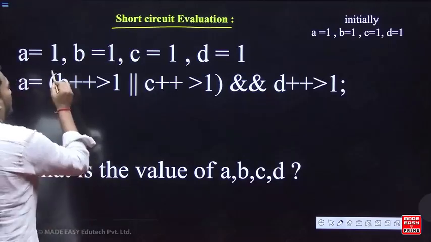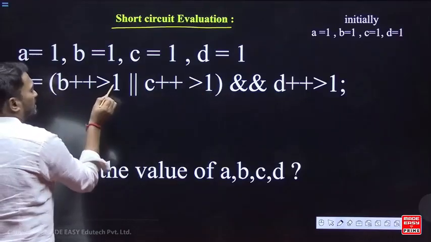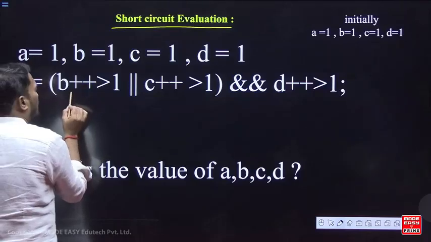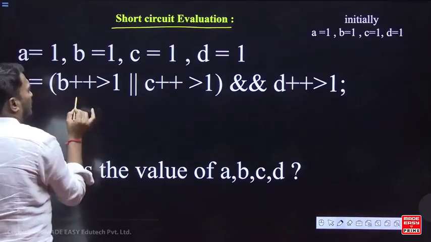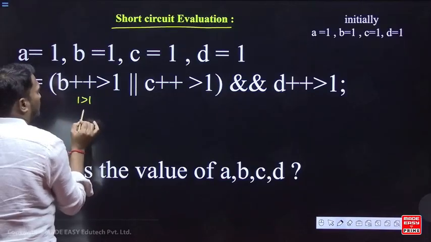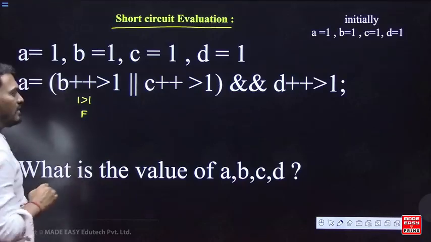Understand here. So there is a bracket here, and next look at here, b plus plus greater than 1. So it's a post increment here. So what is the b value you take here? B plus plus means post increment. What is the b value you have to take? 1. So now tell me, 1 greater than 1, true or false? False.